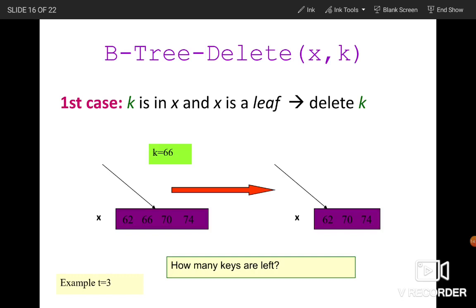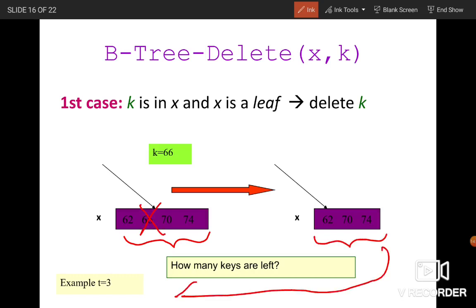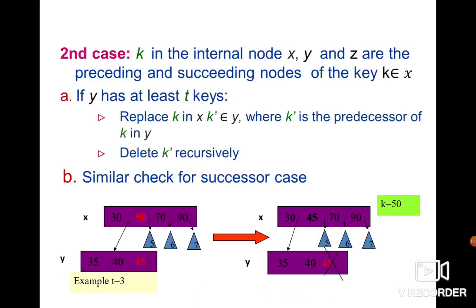Assume in the first case, k is in x. That is, we are going to delete the element 66. It is in x. If k lies in the leaf node, then you can delete it. You don't need to worry about anything. After deletion, the node looks like this. Then you check the number of keys. If it is not underflowed, then no problem.